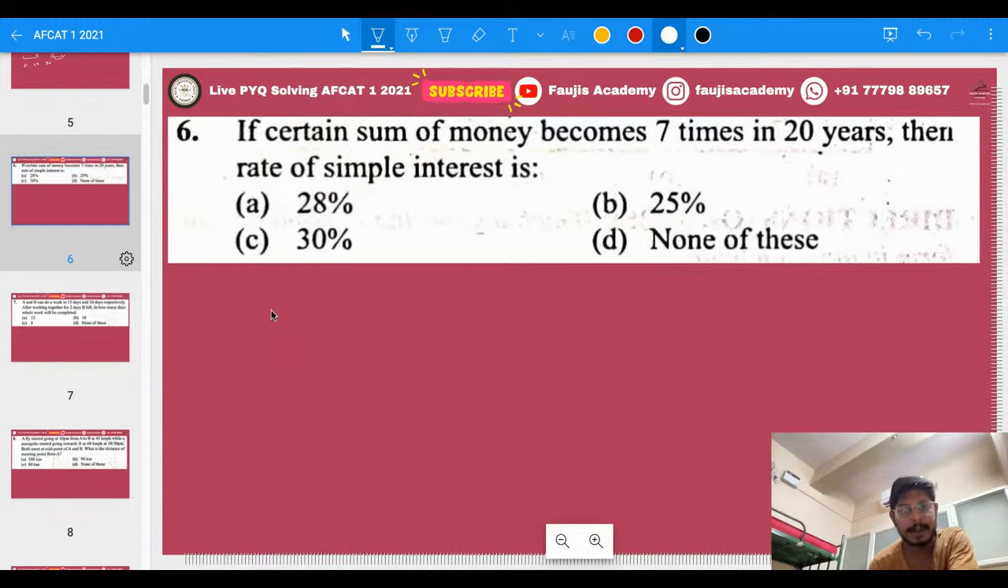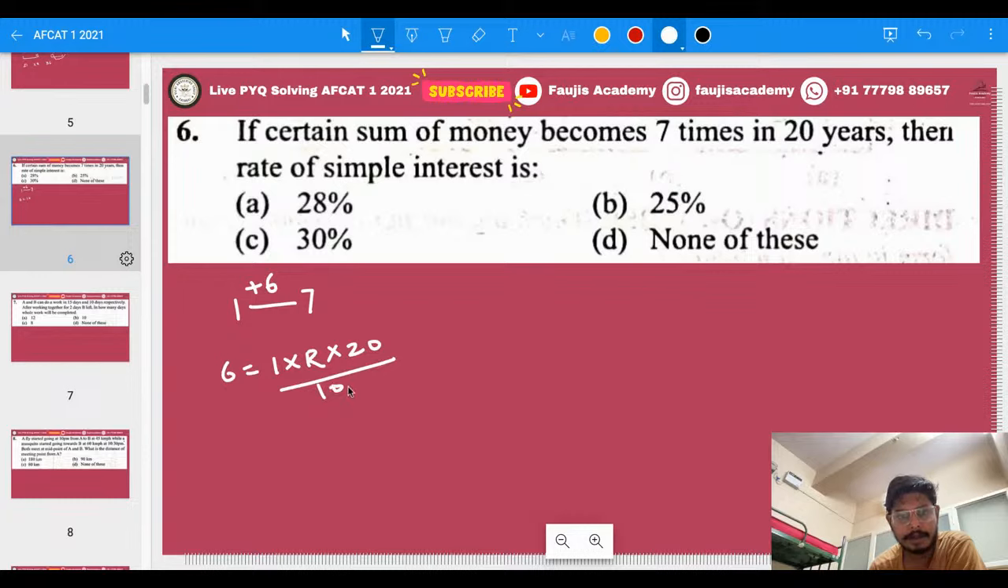Okay, right? Certain sum of money becomes 7 times. That means 1 becomes 7. Okay, if 1 became 7, that means we have plus 6. 6 is your simple interest, right? P was 1. They have asked to find R. T is 20 divided by 100. Okay, so if we find out the value of R, it will be nothing but 30 percentage. Okay. So over here, C will be the answer.